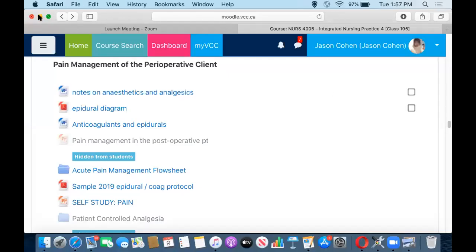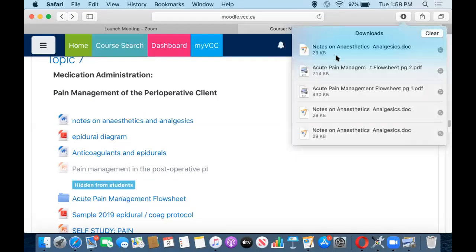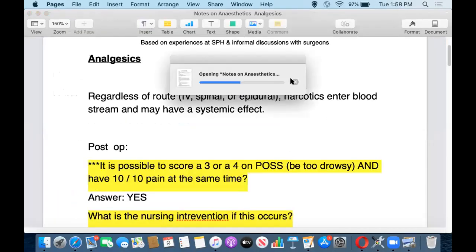Welcome back to INP4, the unit on pain management. So far, in the previous videos, we looked at the epidural diagram, a quick overview of PCA epidurals and a quick chat about PCAs. So spinals, epidurals, and PCAs. And then we took a quick look at the acute pain management flow sheet. Now, using all that, we're just going to take a look at the notes on anesthetics and analgesics. So this should hopefully make more sense to us now.